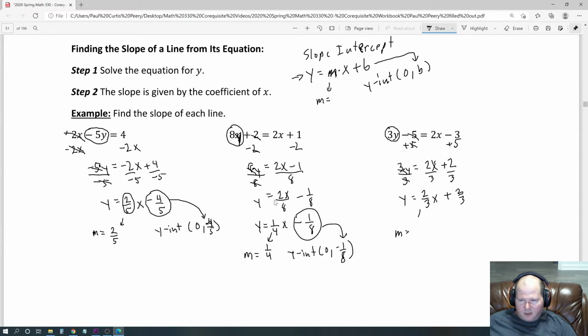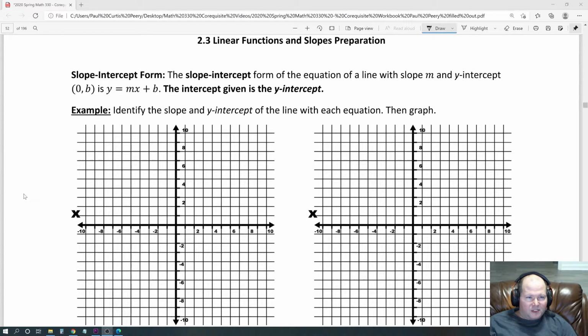And now we want the slope. The slope is this number right there in front, which is a 2/3. And just to be thorough, I'm also going to derive the y-intercept from this. And it's going to be that right there, 2/3. So now we're going to use the slope-intercept form basically to graph.